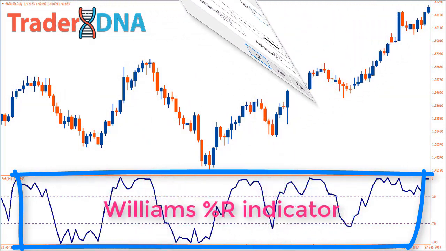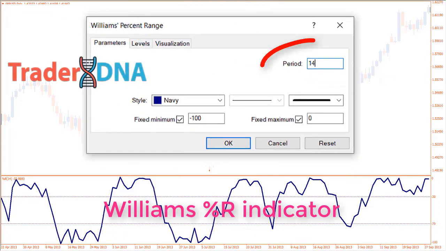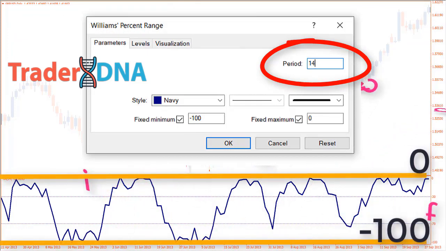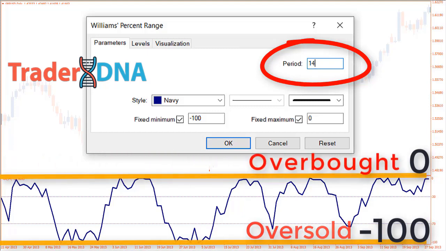The preferred setting for the Williams %R indicator is 14 periods. The Williams %R runs on a scale from -100 to 0. A reading in the vicinity of -100 is an indication that the instrument is oversold. This means it's a potential buying opportunity. Once it reaches 0, that's an indication of overbought and may be the time to sell.